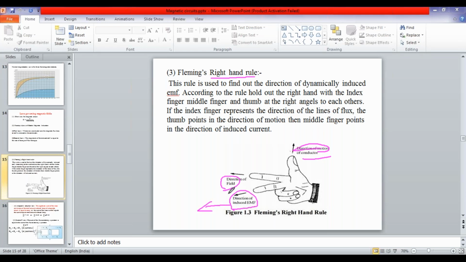So first of all, we should know the direction of the magnetic field and the direction of the speed of the conductor, the motion of the conductor also. Now we will think about how to find out the direction of the magnetic field. This can be found out by the right hand thumb rule. As I said in the previous class, the direction of the magnetic field can be found out by the right hand thumb rule.